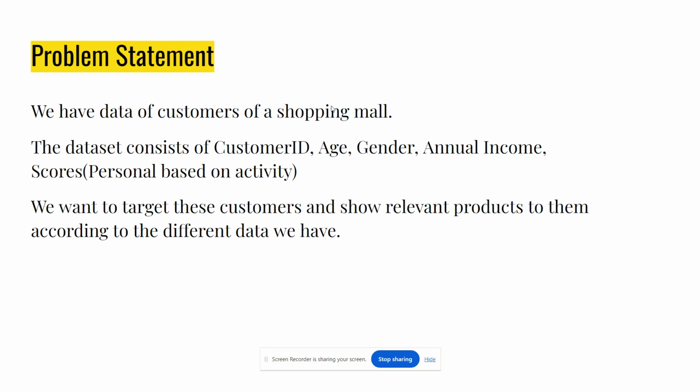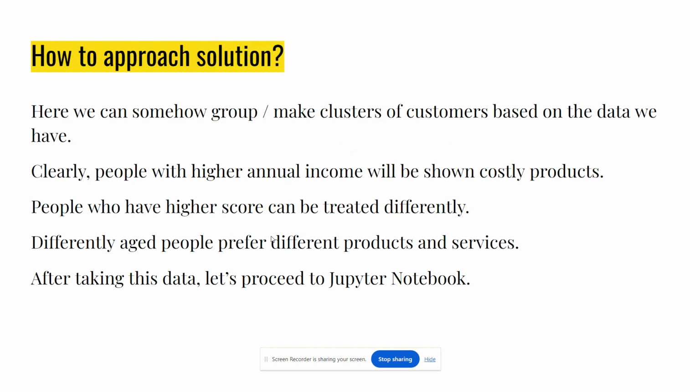We have data of customers of a shopping mall. The data set consists of the customer ID, age, gender, annual income of that particular customer, and then the scores. These scores are personal to that particular customer, based on their activity, whether they are a highly active customer, based on how they interact and how they come to the store. It is related to that particular person only. Then what we want to do is target these customers and show relevant products to them according to the different data we have. So how to approach the solution?